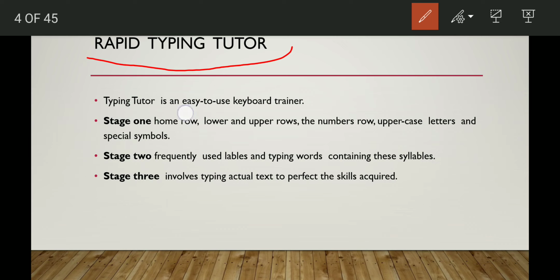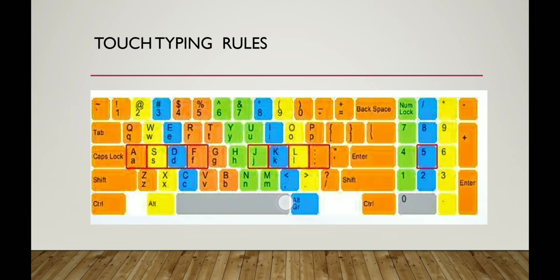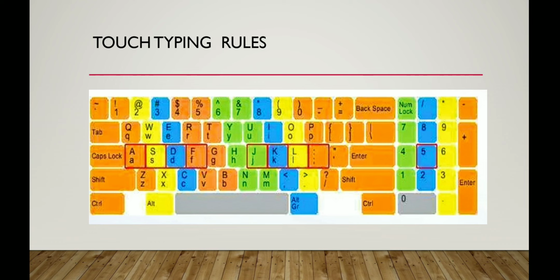It is an easy-to-use keyboard trainer. We learn touch typing in 3 stages. In stage 1, we will learn how to place fingers on the home row, then lower and upper rows, then number rows, uppercase letters, then special symbols. In stage 2, we will learn the frequently used labels and typing words. In stage 3, we will learn the actual text, how to type that. Okay? These are touch typing rules.